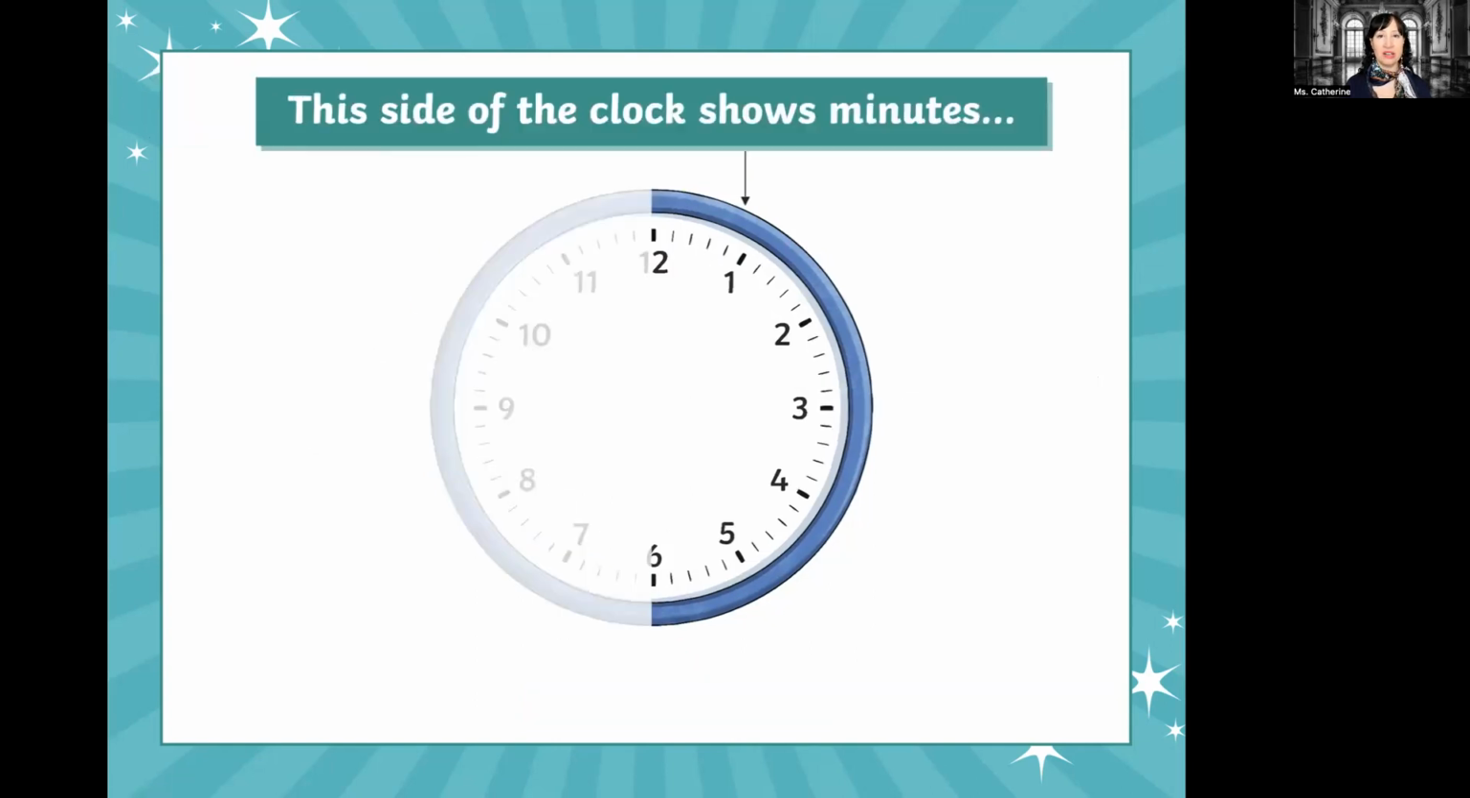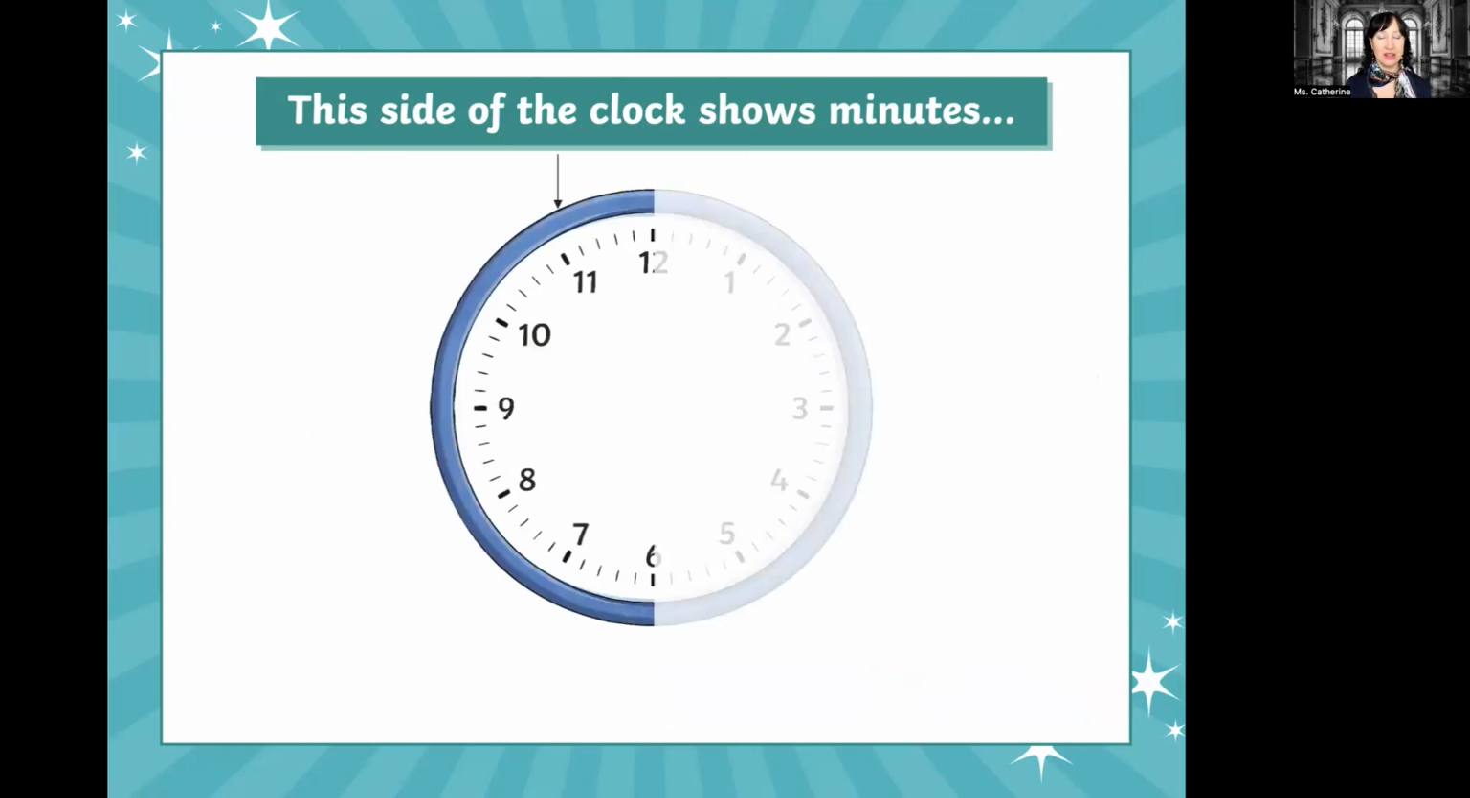Okay, this side of the clock shows minutes. Okay, so this would be past the hour. This side of the clock shows minutes, and it would be 2. So when we say 2, we would say to the next hour, okay? So to the next hour. Don't worry if you're confused. I will go slowly and we will break it down.